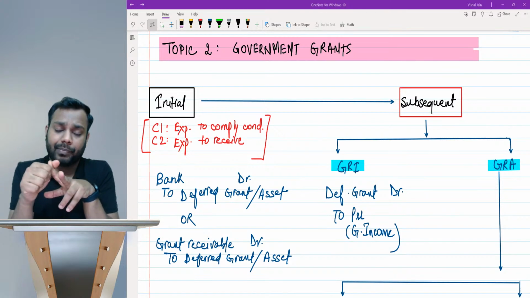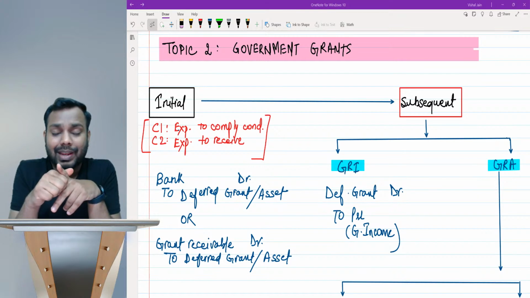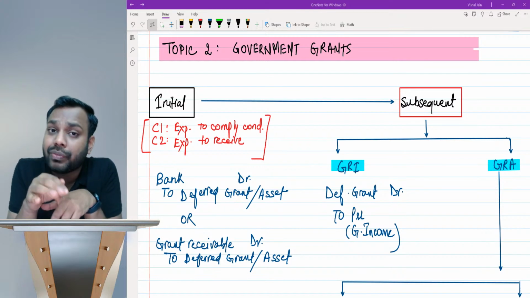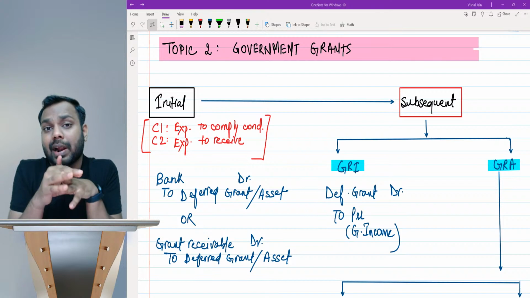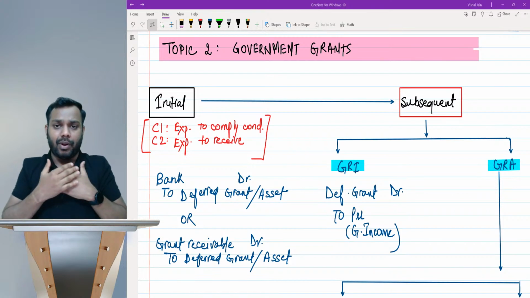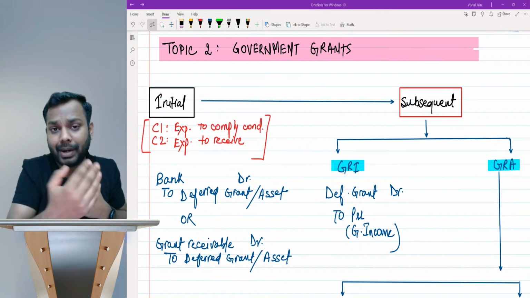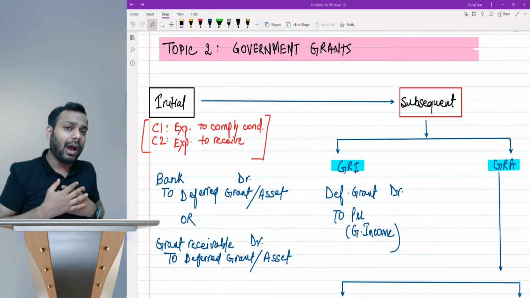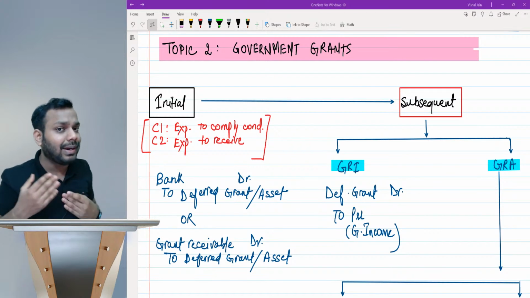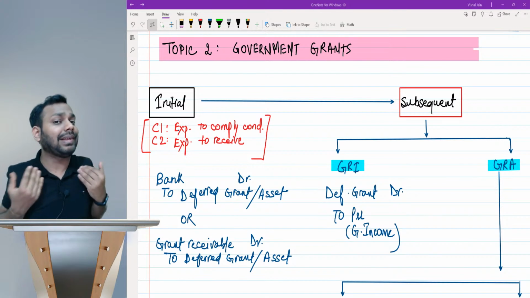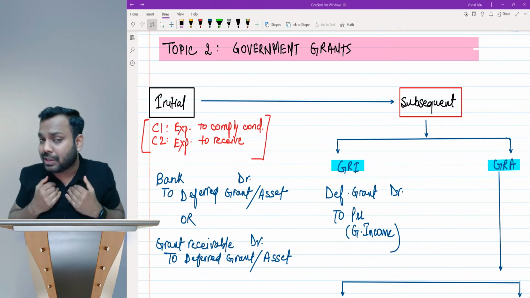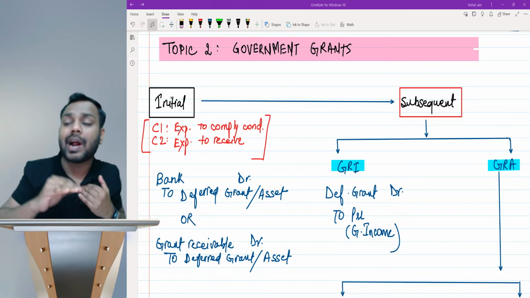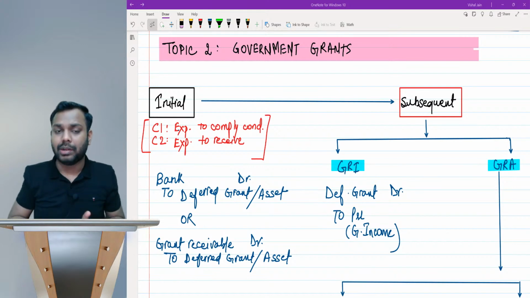And second, if we satisfy the conditions, we will receive the grant. Basically, one from my end, one from the government's end. From my end, whatever conditions are imposed on me, I will satisfy them. If I am satisfying that, the government will give the grant to me. So those are the two conditions.